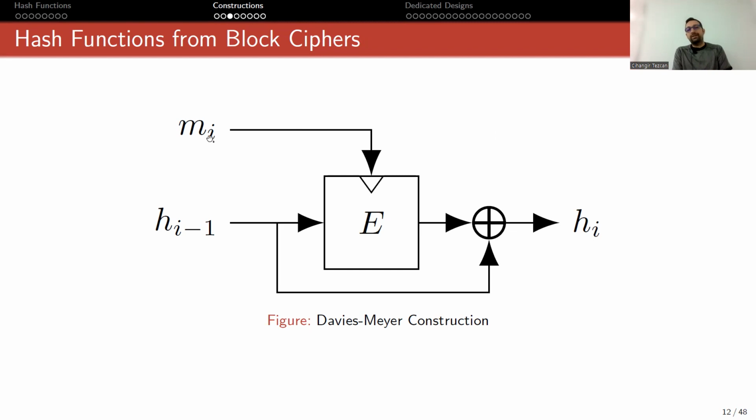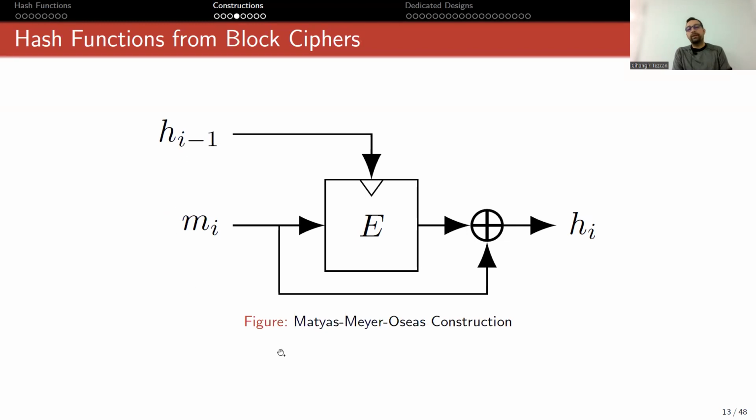The next thing is that here I use the message as the secret key and the h_{i-1} values as the plaintext. If you switch the places of these, it is called the Matyas-Meyer-Oseas construction. Okay.